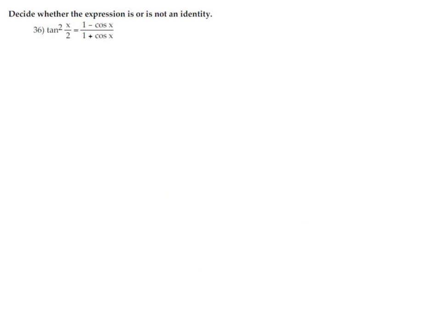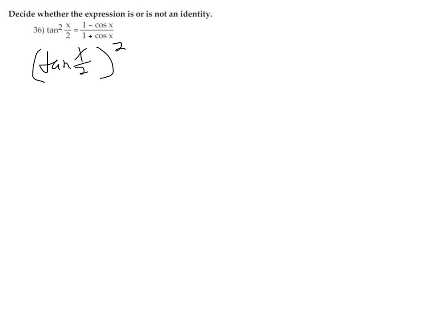Alright, decide whether the expression is or is not an identity. It doesn't look wrong, it doesn't look right, I can't really tell. I could try some x values to see, but I'm going to work with the identity a bit and see what happens. First off, recognize that tangent squared is just a shorthand for squaring tangent.